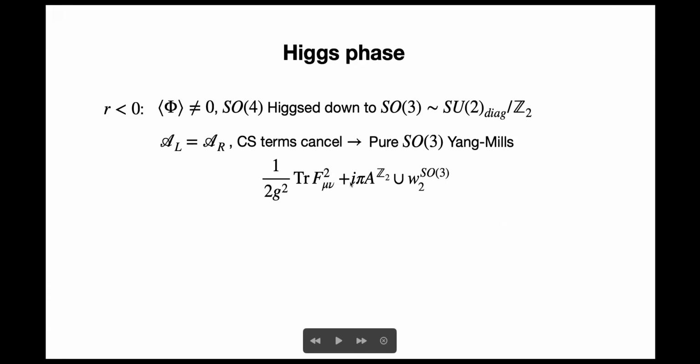And since it's diagonal, we know that the left gauge field and the right gauge field will be exactly the same now. Then the Chern-Simons terms for the left and right ones will just cancel. So we don't have any Chern-Simons term anymore. The theory is just a pure SO3 Yang-Mills theory with a global Z2 symmetry.